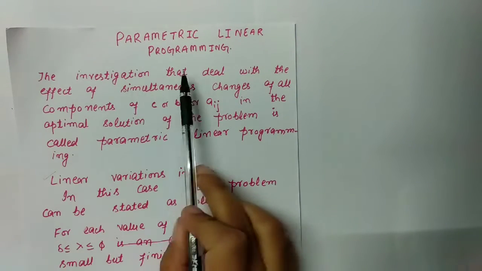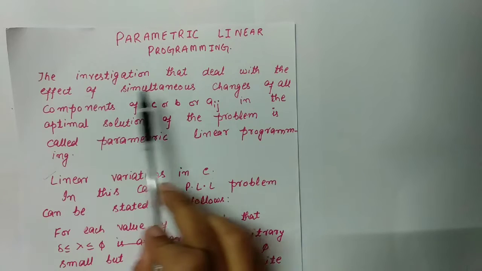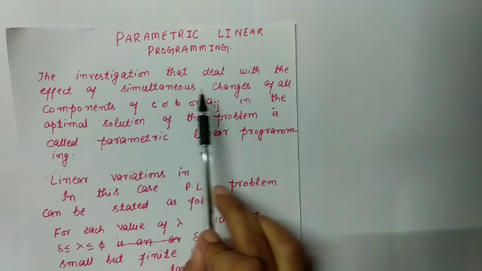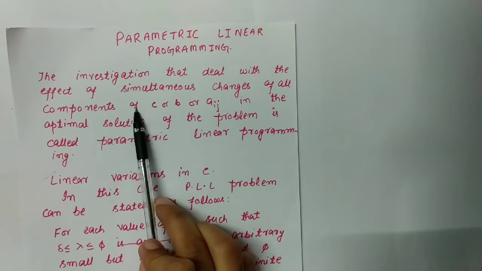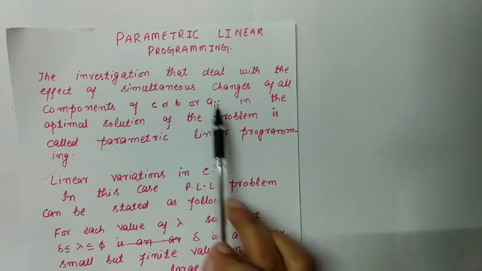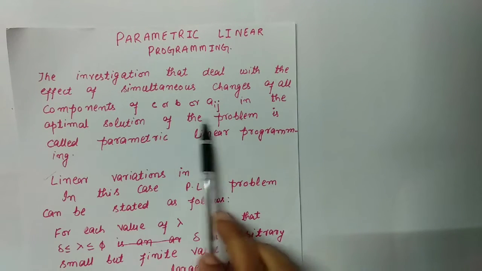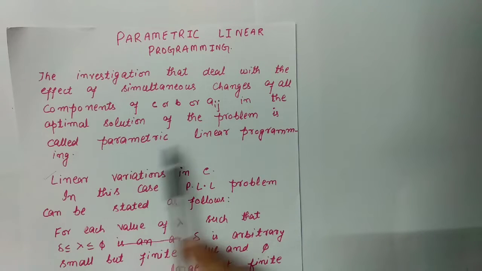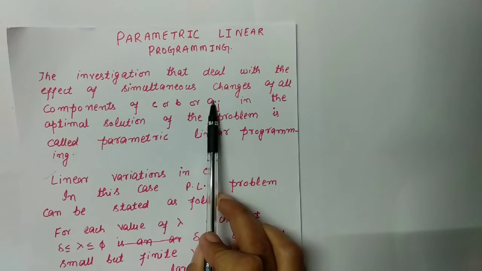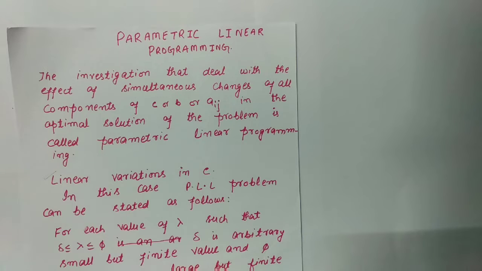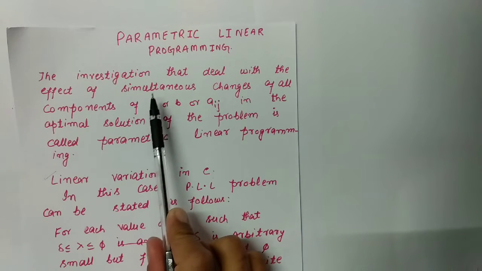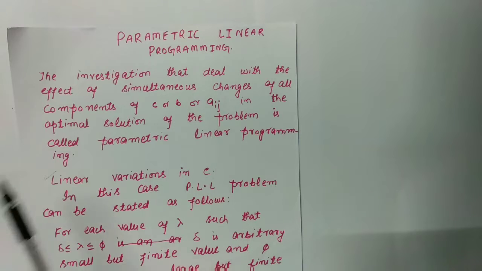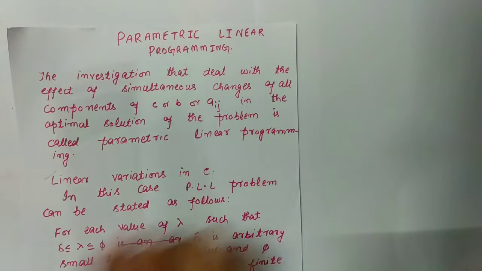The investigation that deals with the effect of simultaneous, or we can say continuous, changes of all the components of the C, B or Aij vector in the optimal solution of the problem is called parametric linear programming. We had already discussed the changes in C, B and Aij vector in sensitivity analysis, but there the changes are discrete and here the changes are simultaneous, or we can say continuous. This is the difference between sensitivity analysis and parametric linear programming.